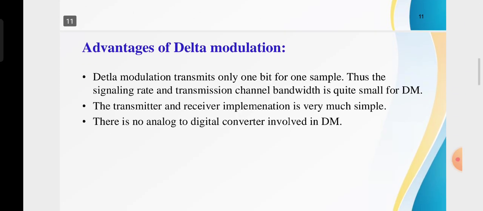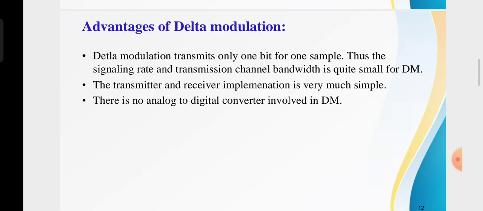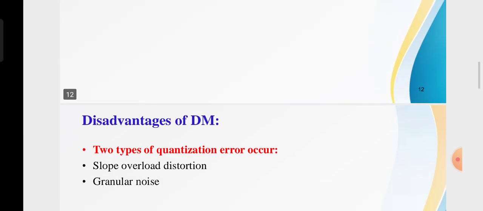The advantages of delta modulation. Delta modulation transmits only one bit per sample. So the sampling rate and the transmission channel bandwidth are quite small for delta modulation. The transmitter and receiver implementation is very simple. There are no analog to digital converters involved in delta modulation.